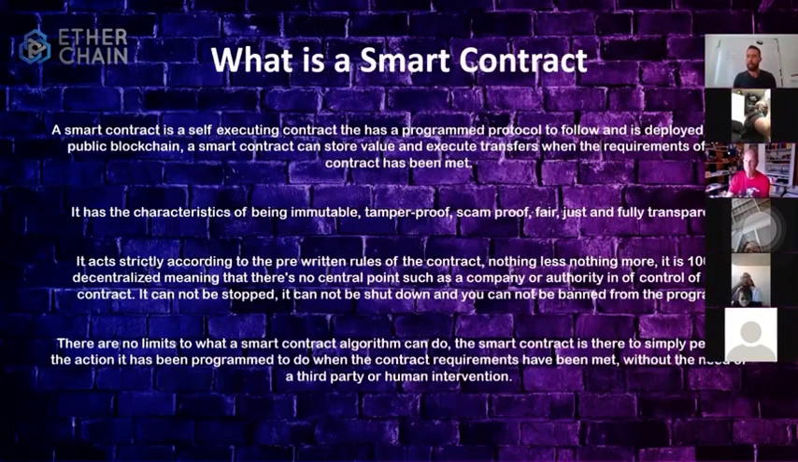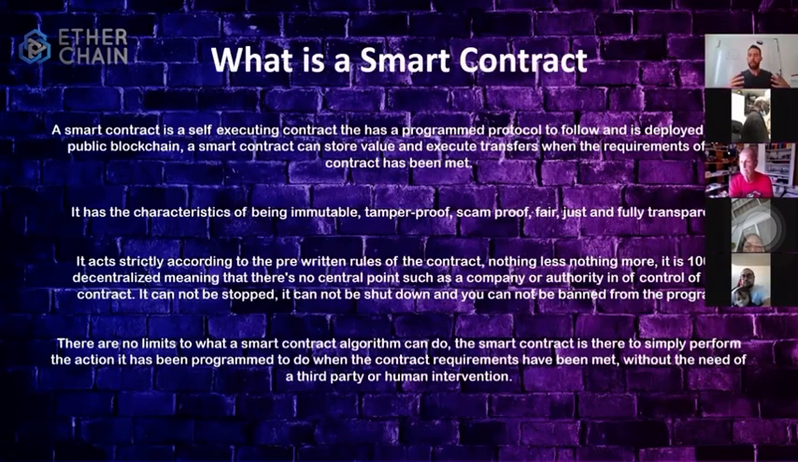So it's basically like an original contract. You write a contract between two parties or more, and when the requirements of the contract between these parties have been met, it's being executed. Now, you usually use a third party for this. That is what's the brilliant idea about a smart contract. Because here, it has the characteristics of being immutable. That means you can't change it. It's tamper-proof, scam-proof, fair, just, and is fully transparent.